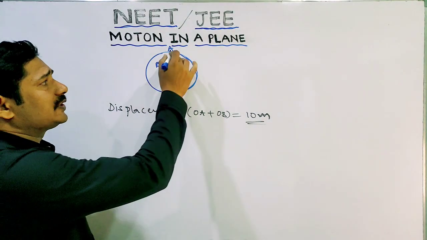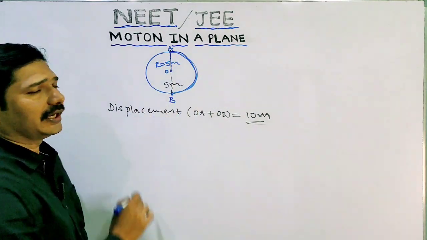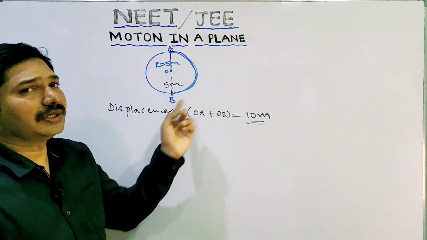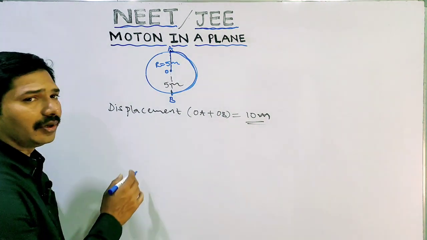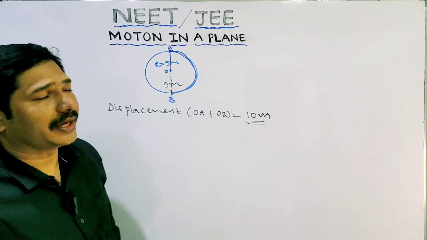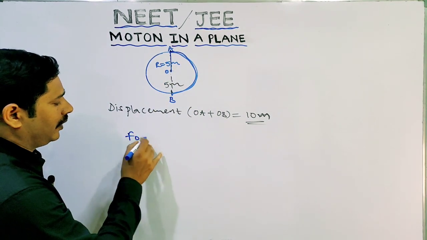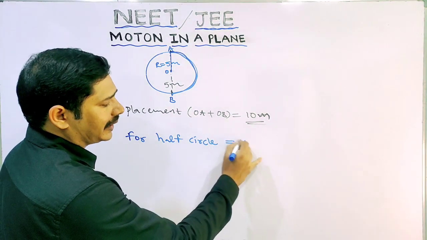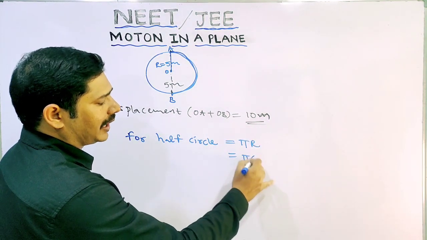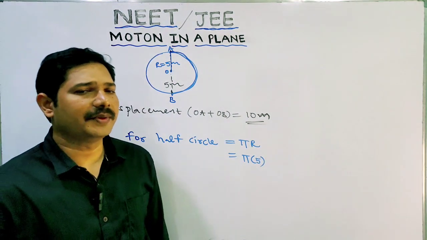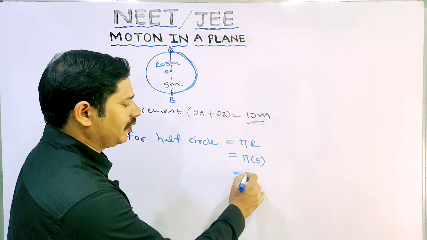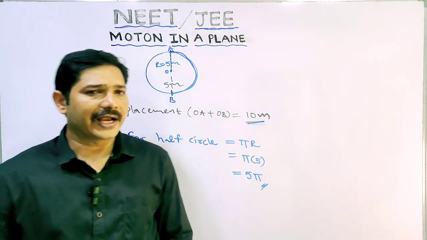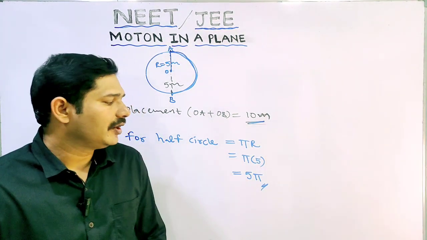Now they are asking how far he ran. So what is the actual path? Half of the circle is covered. We know that the circumference of the circle is 2 pi r. Here only half a circle is covered, so shall I take pi r? Pi r. So pi into the r value they have given, radius 5 meters. Therefore, 5 pi. So the displacement is 10 meters and the actual covered path distance is 5 pi.